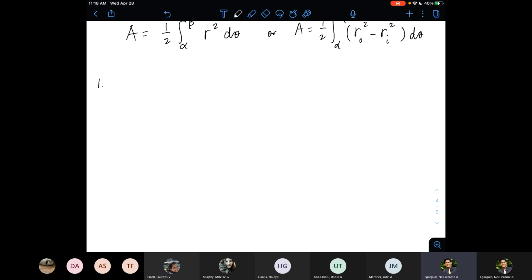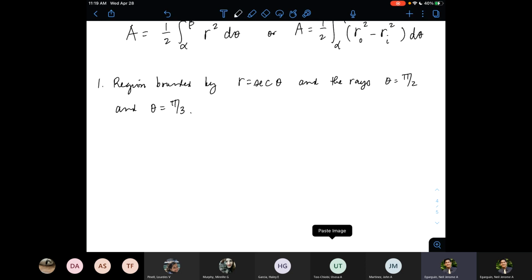Let's try. Okay, let's write this one. The region bounded by r equals secant theta, and the rays theta equals pi over 2 and theta equals pi over 3.